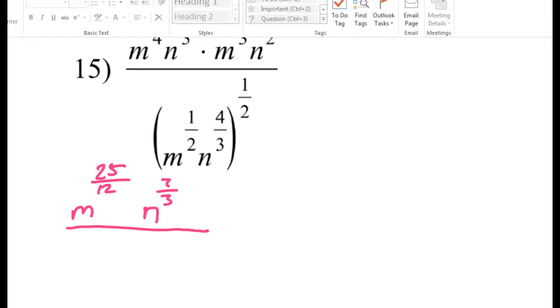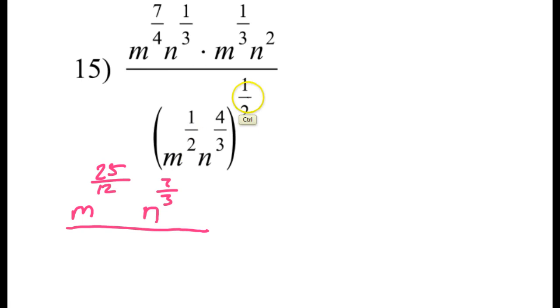Again, let me erase my scratch paper area. So now let's talk about the denominator. When you raise a power to a power, you have to multiply. So 1/2 times 1/2 is 1/4. So I have m to the 1/4 power.